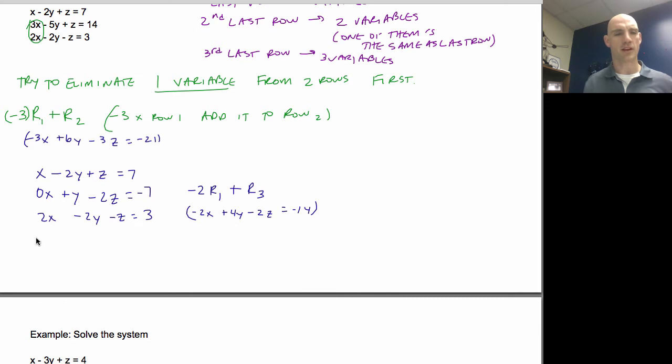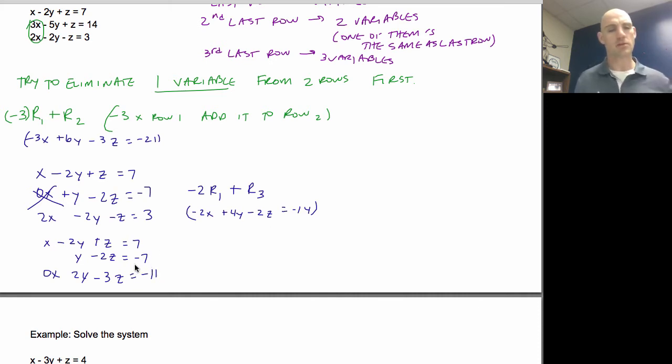Okay, that's what I'm adding. My top line doesn't change. x minus 2y plus z equals 7. And then I don't have to write this again, y minus 2z equals -7. When I add -2x, so this would be 0x, and then 2y, and then minus 3z equals, and this is going to be -11. Okay, so that's what I end up with here.